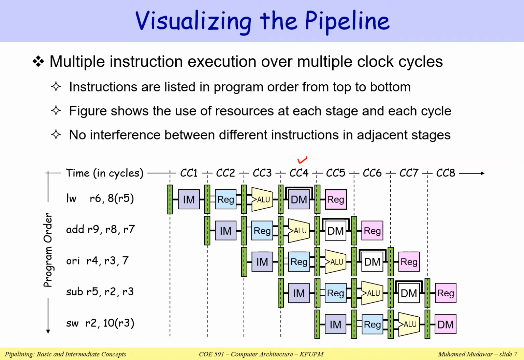At the same time, the add instruction is being executed by the ALU. I have the or immediate reading the registers from the register file. It's being decoded also in the second stage of the pipeline. And I have the subtract instruction being fetched from the instruction cache. So 4 things are happening at the same time. Of course, in general, we have 5 stages, so 5 things can be happening during the same clock cycle.